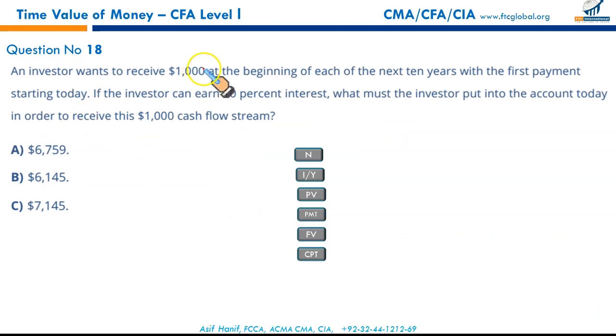An investor wants to receive $1,000 at the beginning of each of the next 10 years. Beginning means it's an annuity due. N is 10, with the first payment starting today, so surely annuity due. If the investor can earn 10% interest, this is your interest per period. What must the investor put into the account today?